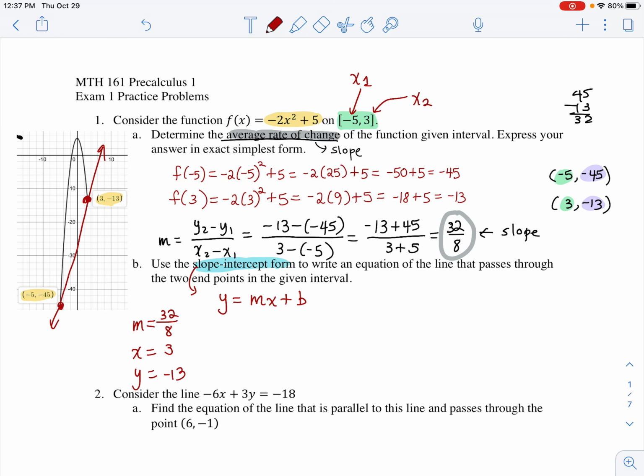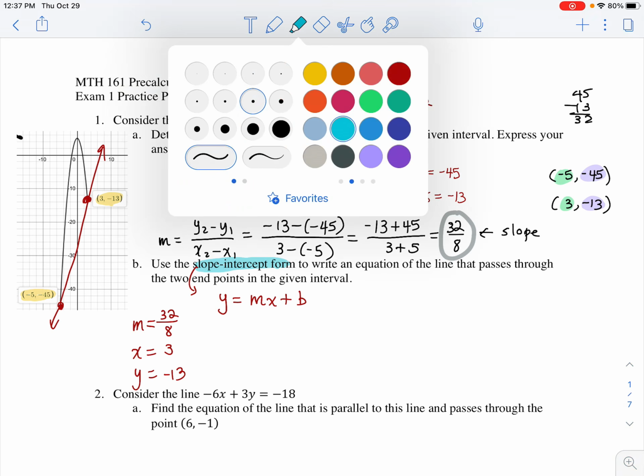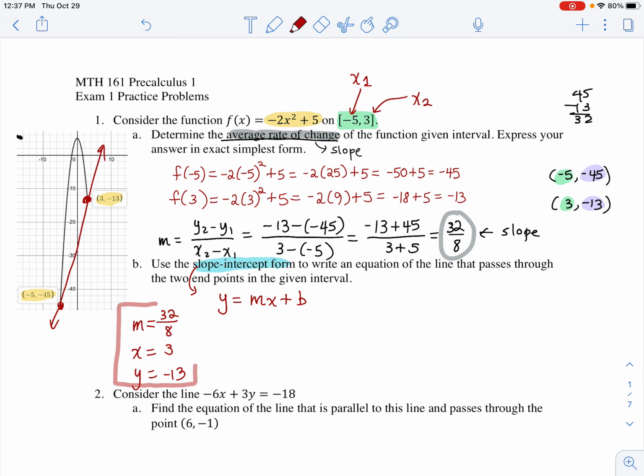So I've been seeing how some of you are using the point-slope form. I love it, but in class I just use these 3 values to find the y-intercept. So I will use that method here, okay? So y is -13, m is 32 over 8, and x is 3, and I'm going to do plus b. If I multiply the fraction, I will get 96 over 8 plus b. All right, b is equal to -13 minus 96 over 8. All right, where's my scientific calculator? I'm going to grab it, guys.